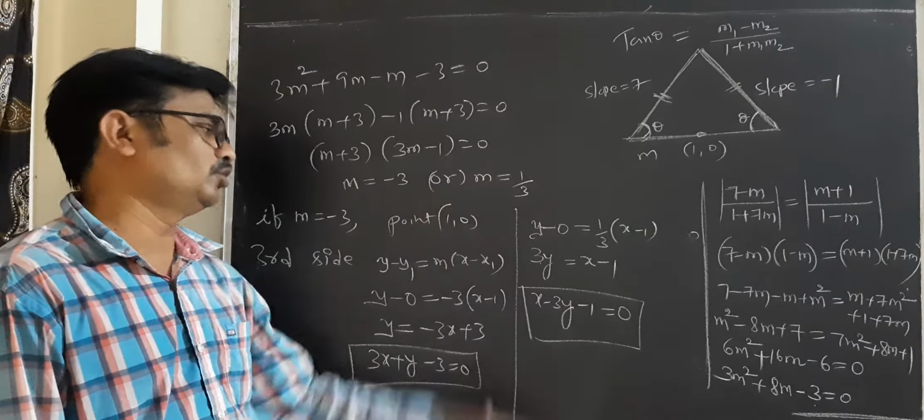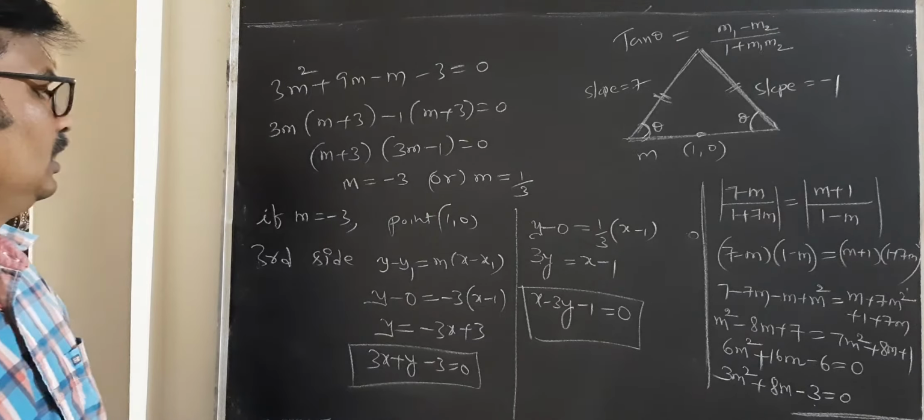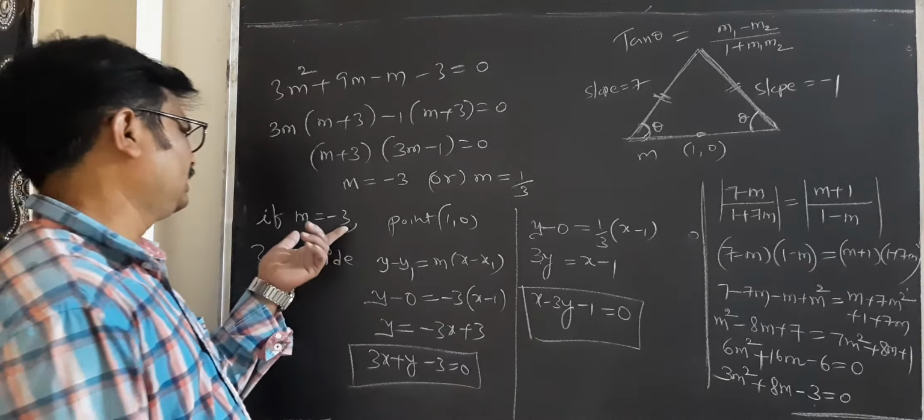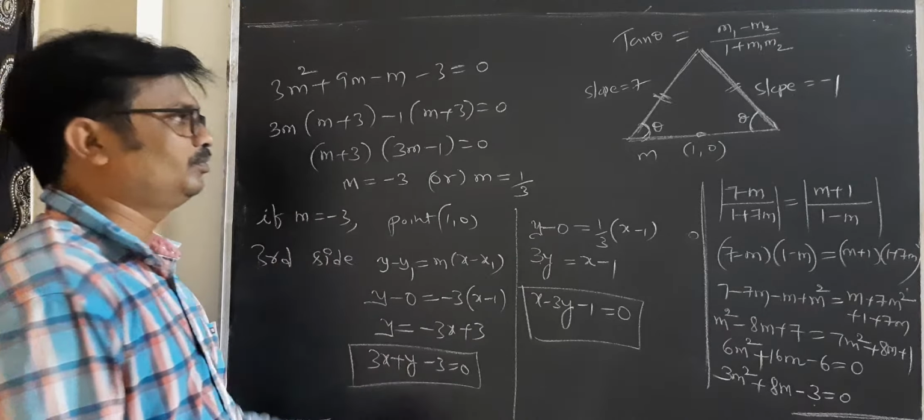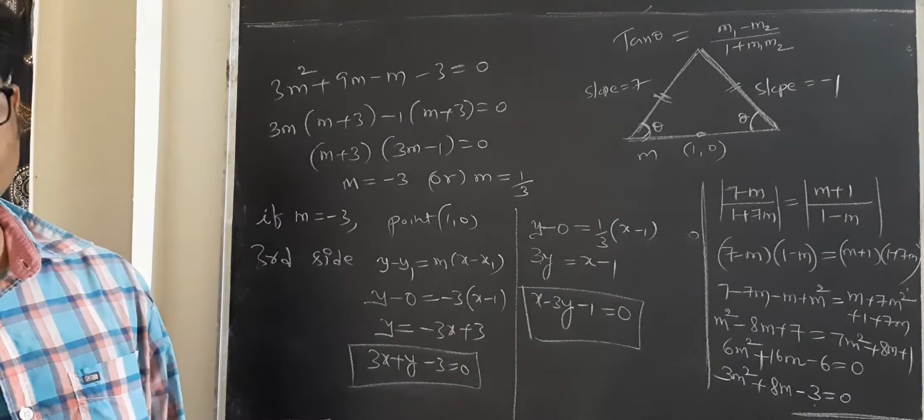If you take the slope m = 1/3, or if you take the slope −3, then the equation of the third side is this one. Write down, all of you students.